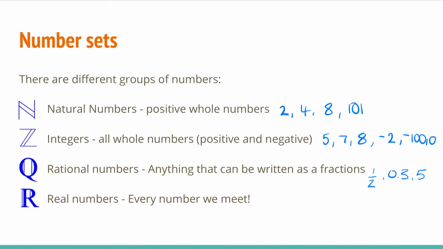And then the last one is the real numbers, which is R, and that's every number that we can have. So it's anything from the previous groups. So we've got all these kind of numbers as well.